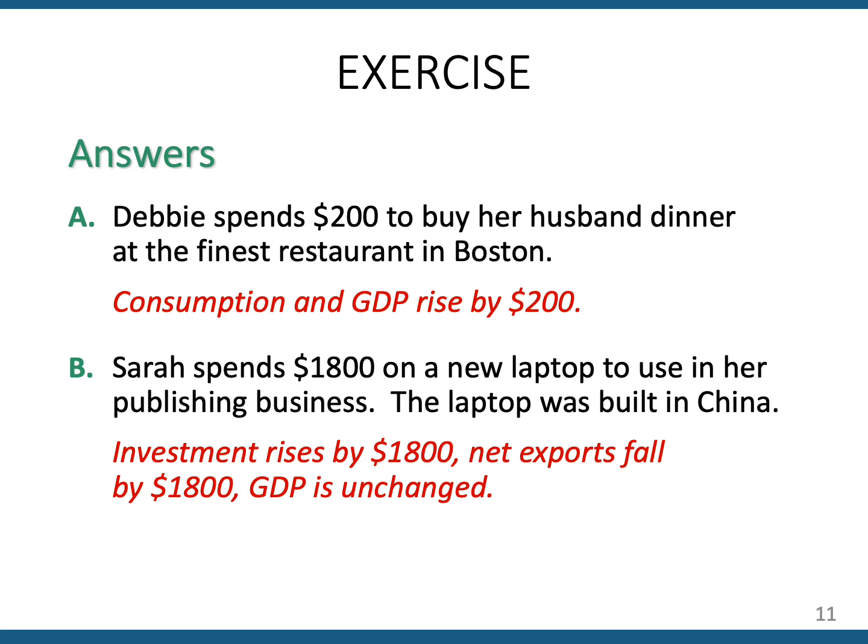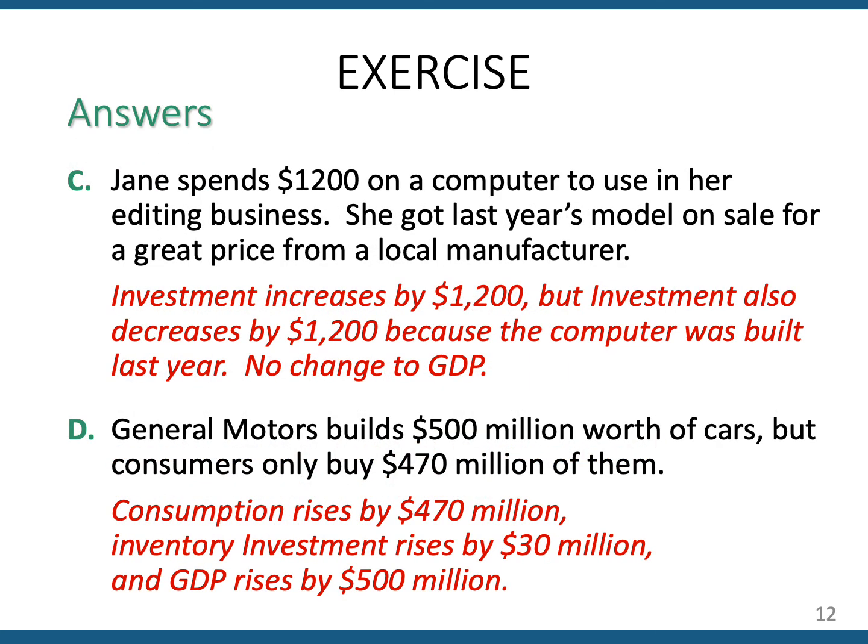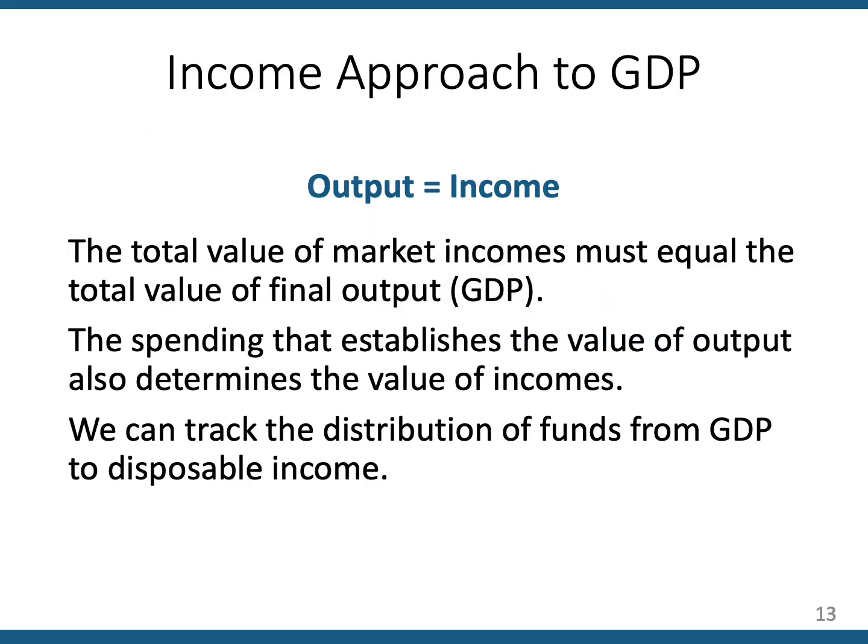And you can see I have the answers here for you in red. And you can take a look at that and sort of absorb it. And here is C and D. And I think we're all ready now for the income approach to GDP. We will take a look at that in Chapter 5, Part D. See you there.